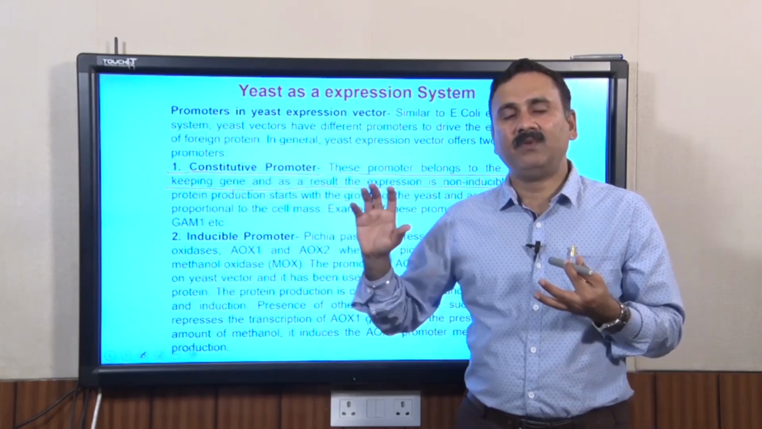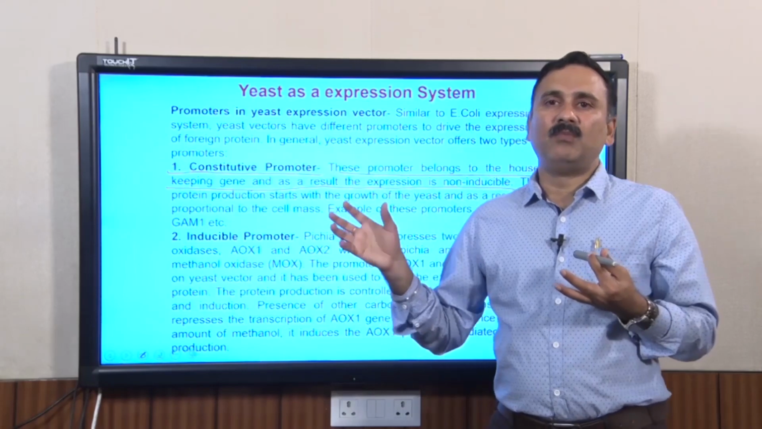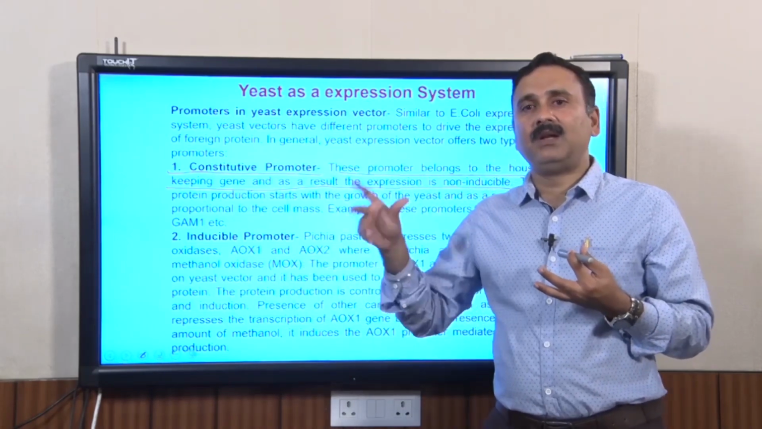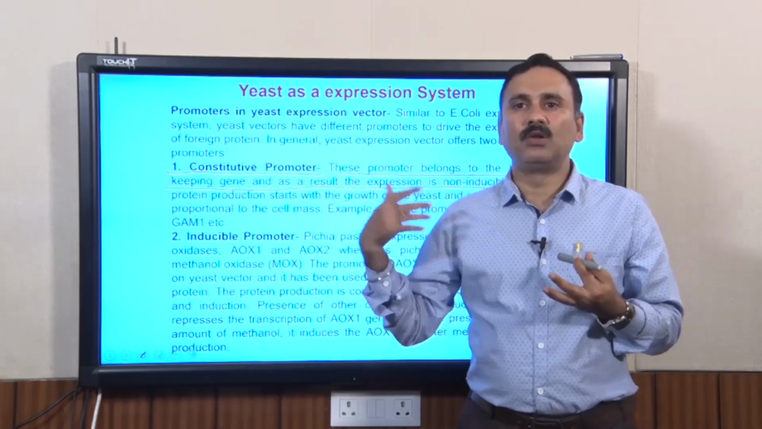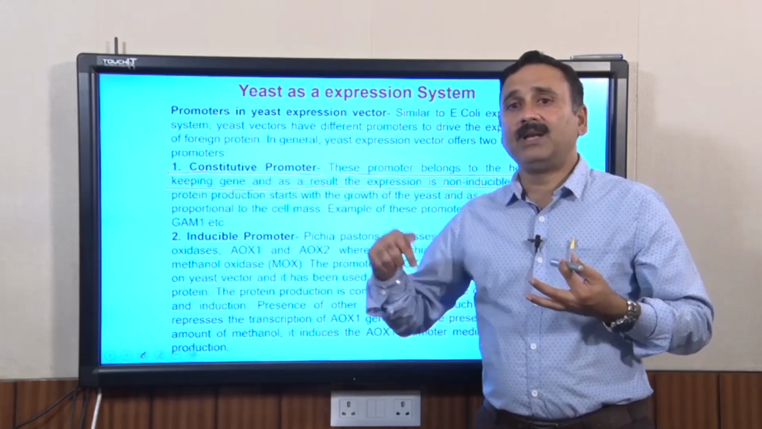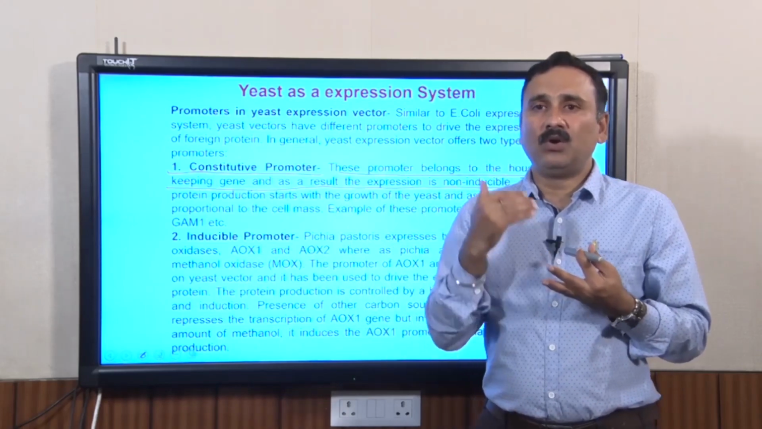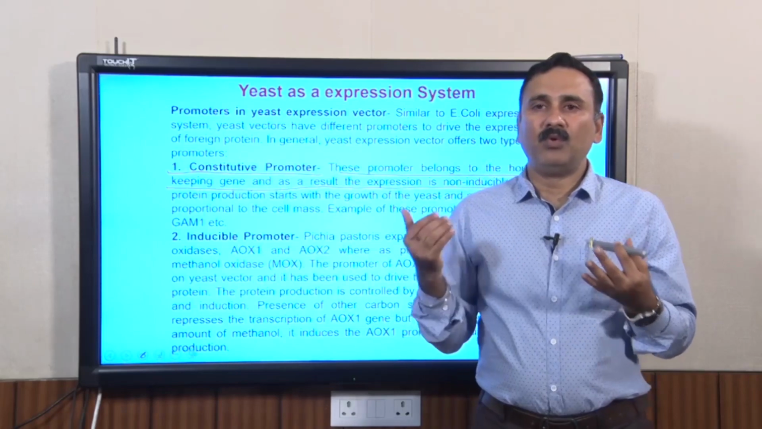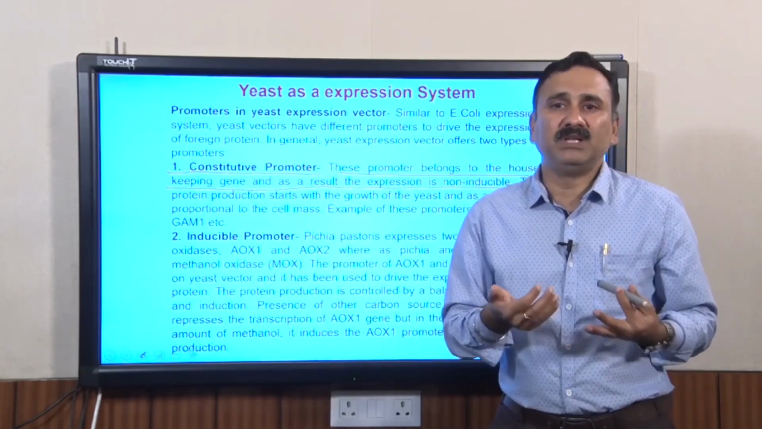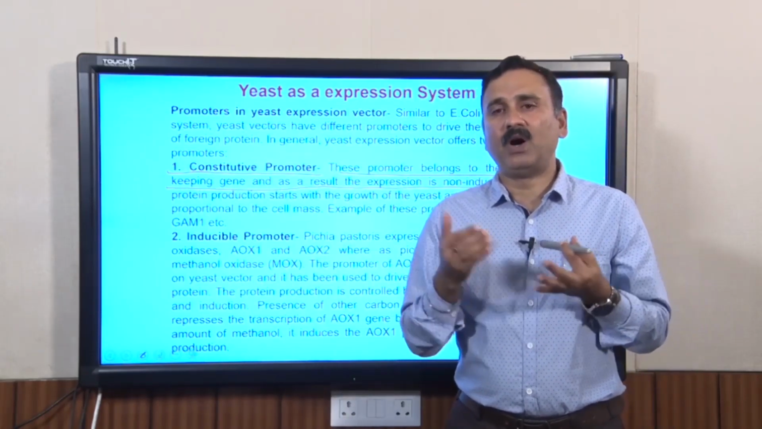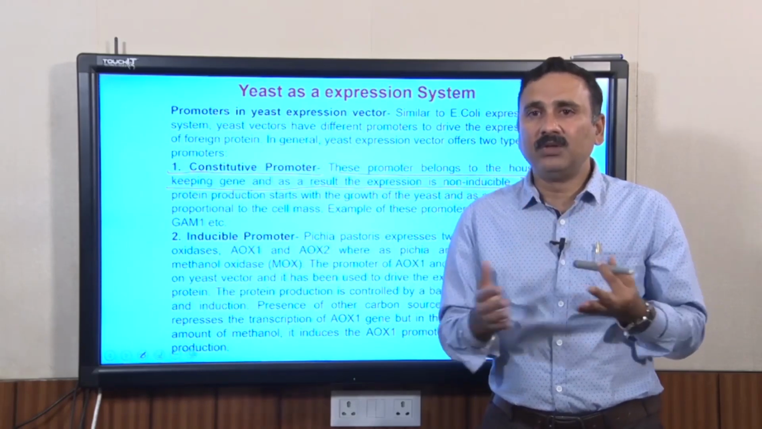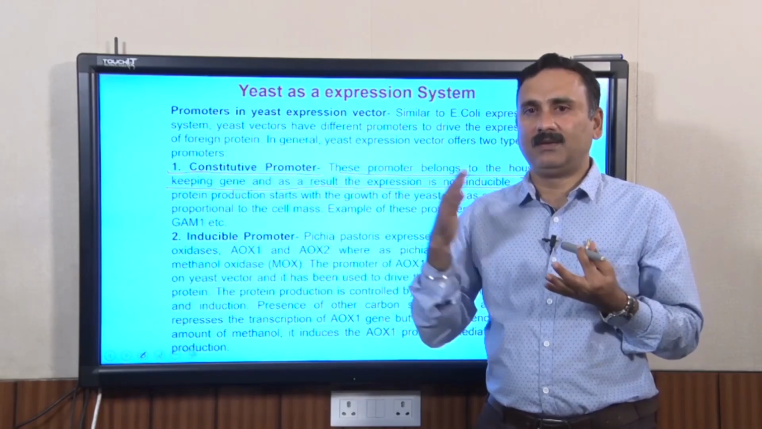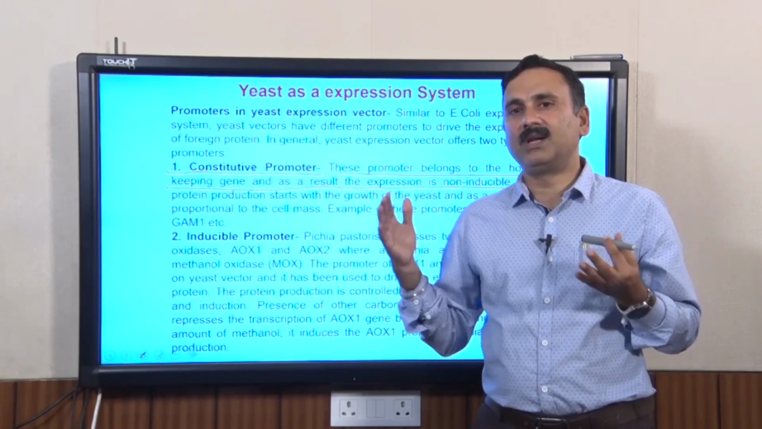For example, when we were using the CI3 promoters, we were changing the temperature, and as a result of changing the temperature, it was also driving the protein production. But in these cases you cannot do that, because most of the constitutive promoters belong to the housekeeping genes, and you know the purpose of a housekeeping gene is to produce the protein at a consistent rate throughout the life of the particular organism.